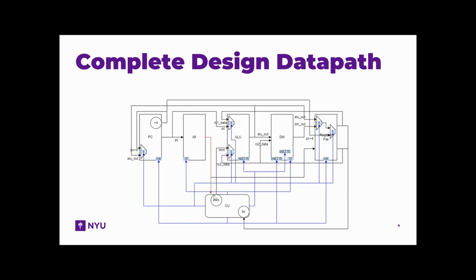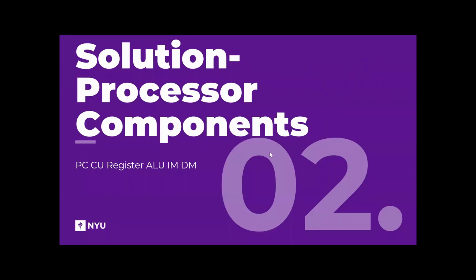The blue lines here are control signals, the black lines here are data signals or data, and the black lines are the instructions. In the control unit, we generate the immediate number and the branch control signal here. And I will talk about the components.